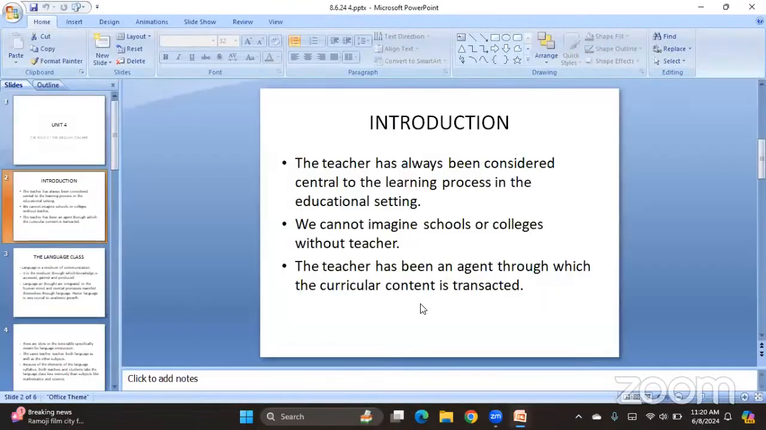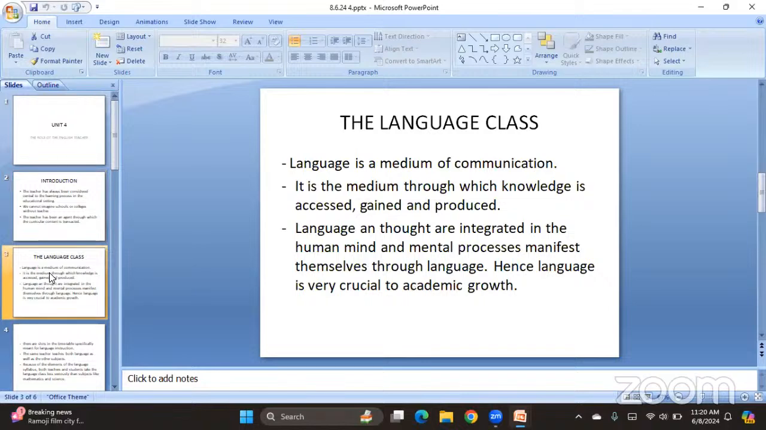We cannot imagine schools and colleges without teachers. The teacher has been an agent through which the curriculum content is transacted, right? So these 3 points can be covered in the introduction. And then coming to the role of the English teacher, we have the language class, the changing role of the English teacher, and teacher's proficiency. These are the 3 questions which you have in this particular unit.